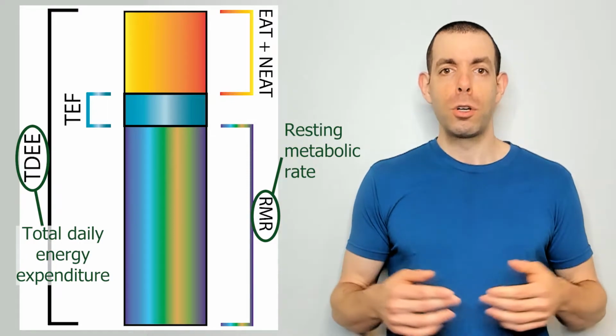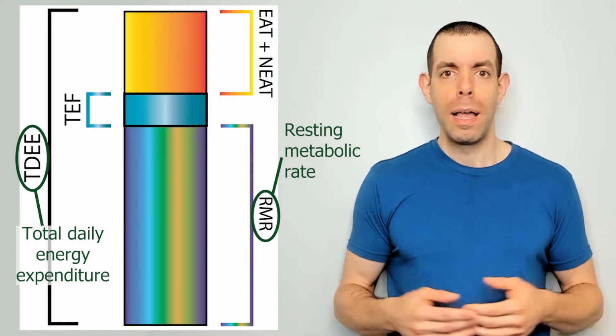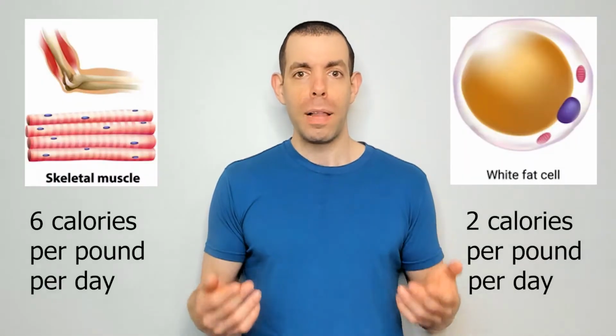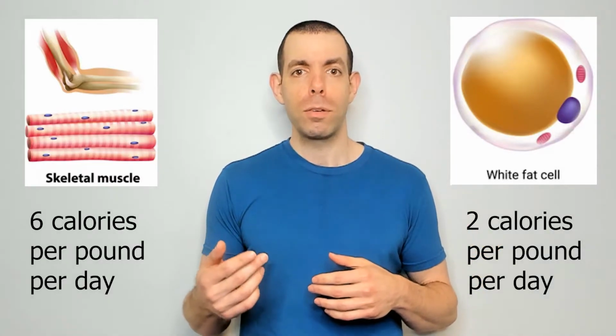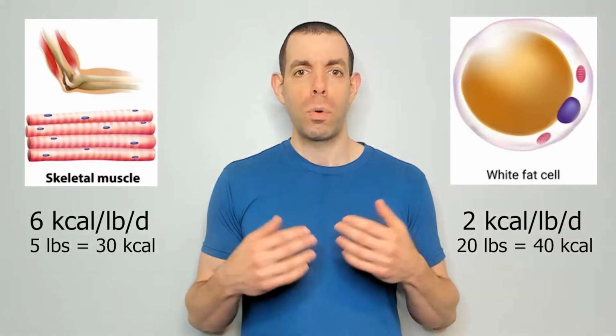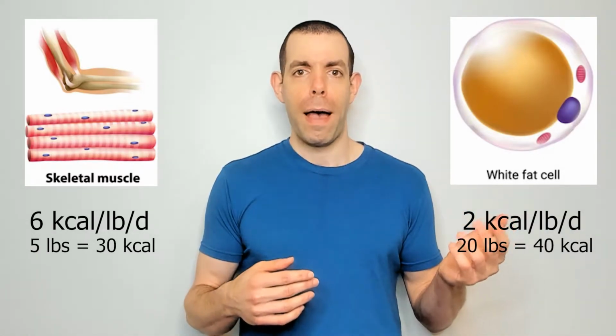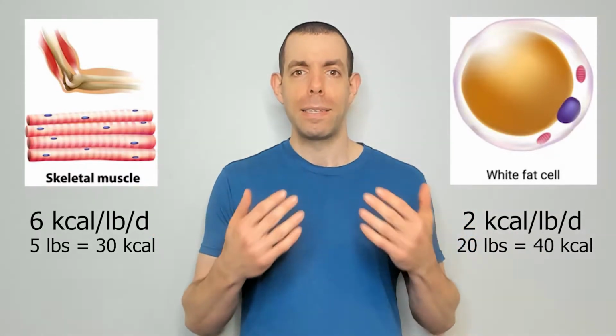Since your resting metabolic rate is the greatest contributing factor to your total daily energy expenditure, we will begin by discussing this component. Now, as you lose weight, you will lose metabolically active tissue, and thus you should expect your resting metabolic rate to decrease. If you recall from the last video, each pound of fat contributes 2 calories per day, and each pound of muscle contributes 6 calories per day. Thus, as an example, if you were to lose 25 pounds total, 20 pounds of fat and 5 pounds of muscle, this should decrease your resting metabolic rate by 70 calories.